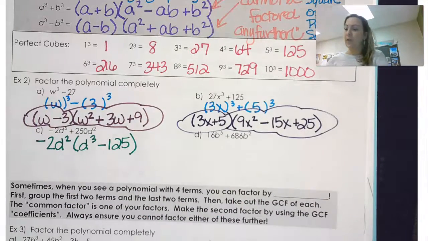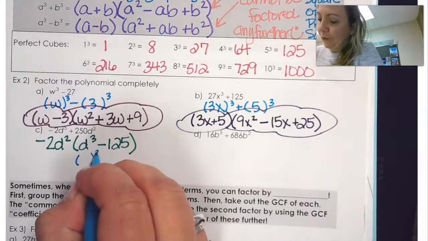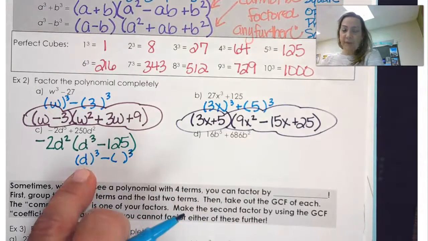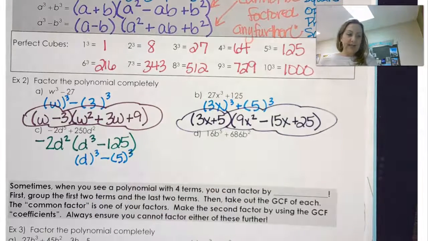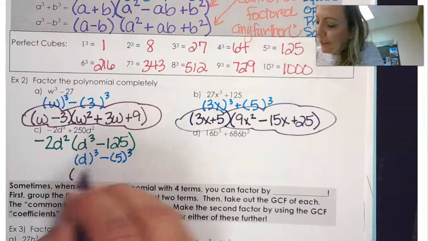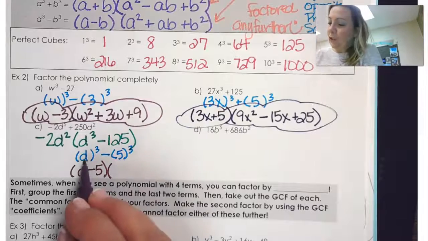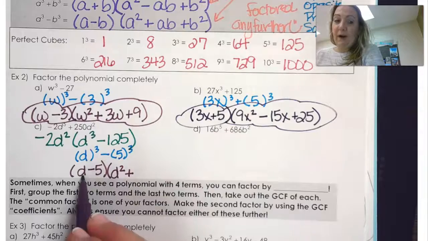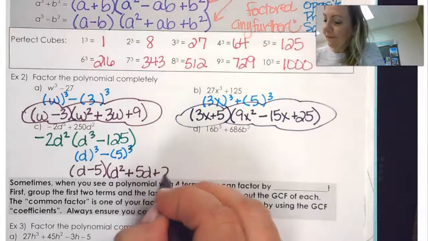Oh my goodness, look what popped up. 2 perfect cubes. So let's rewrite this using the cube roots. Of course, the cube root of d cubed is d, so I put that in the parentheses. The cube root of 125 is 5. And now I can use the pattern. So I'm going to take d minus 5 for my first factor. Then I'm going to square d, take the opposite sign, the product of d and 5, so 5d, and then I need to square the 5.